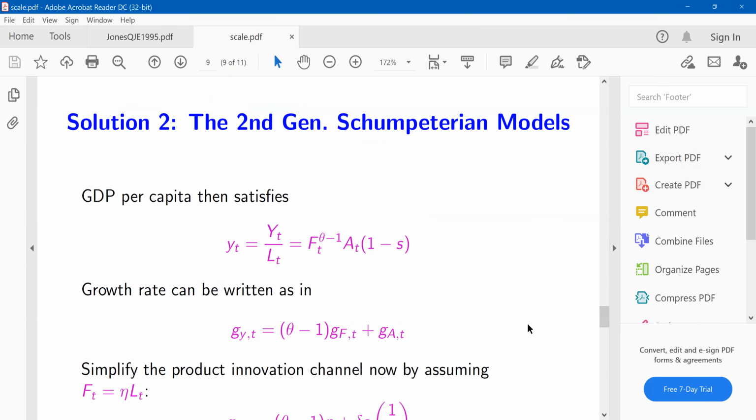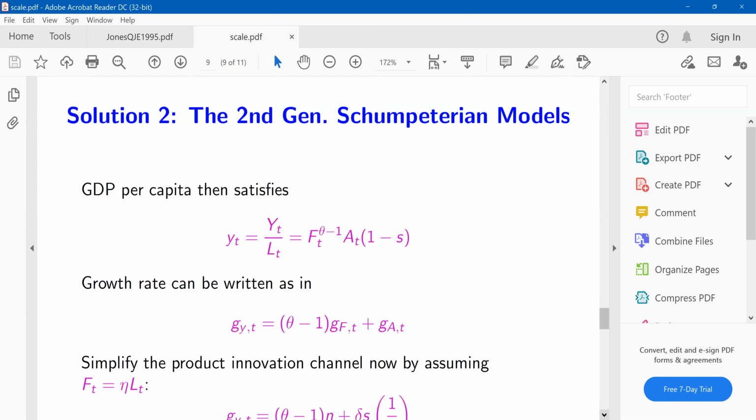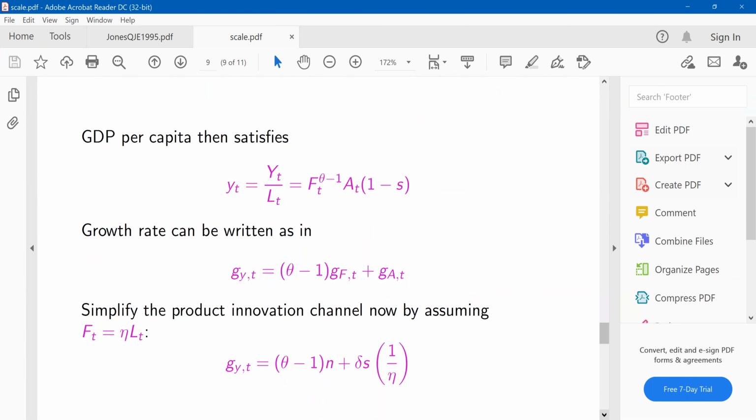So what do we get at the end? At the end, we will get this.